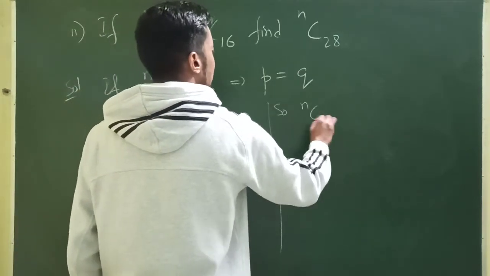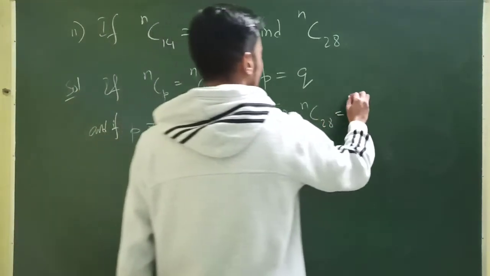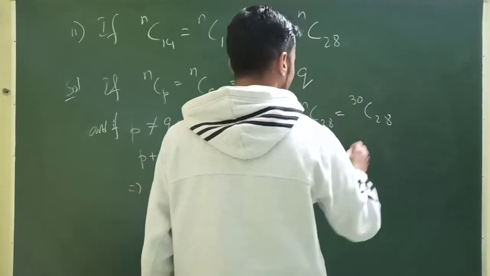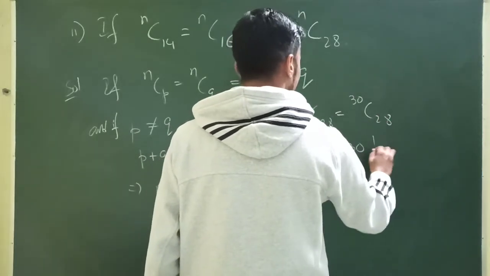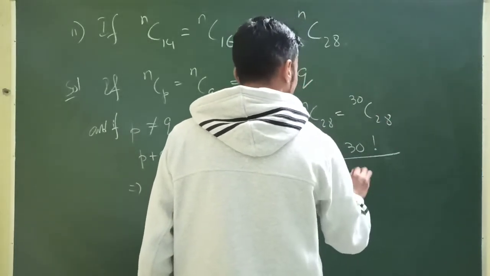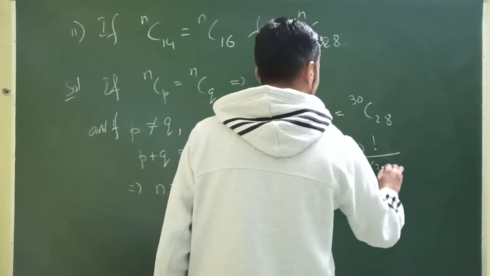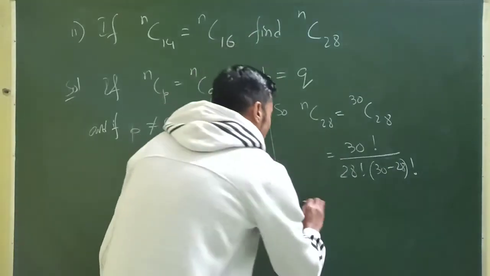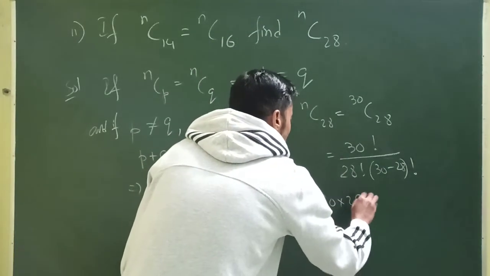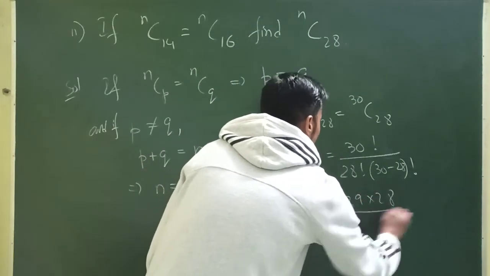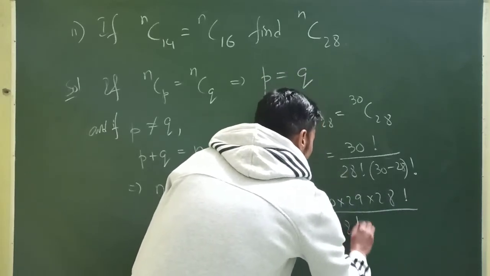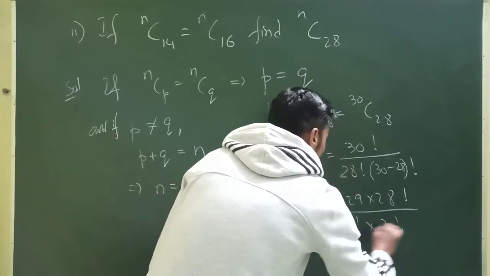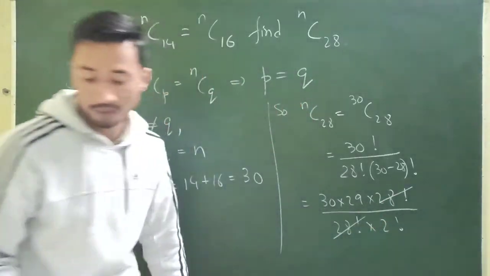So nC28 will be 30C28. So that's 30 factorial by 28 factorial into 30 minus 28 factorial. So 30 into 29 into 28 factorial by 28 factorial into 2 factorial. 28 factorial, 28 factorial, bye bye.